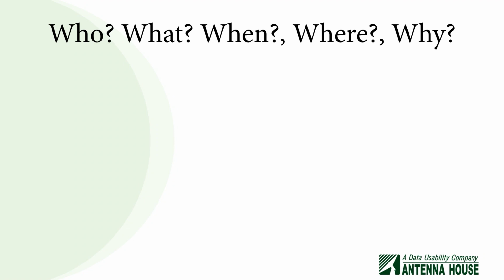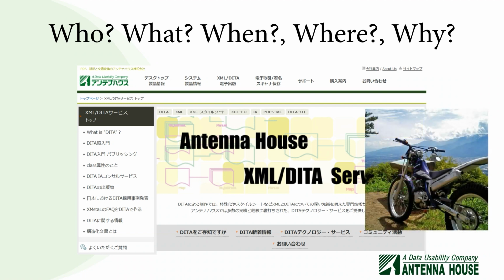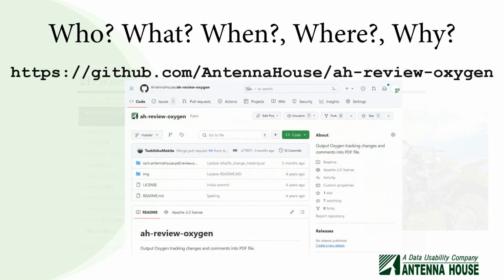A journalist used to be taught that every story had to start with who, what, when, where, and why. In this case, the who, it's developed by Antenna House Japan, their DITA services thing. It was actually developed as a version of this for a non-Japanese client, and most of this work was done by Makita-san. He's not actually on a motorcycle, but this is the photo he uses even on internal sites. So this is how we all think of Makita-san. Probably how he thinks of himself too, for that matter.